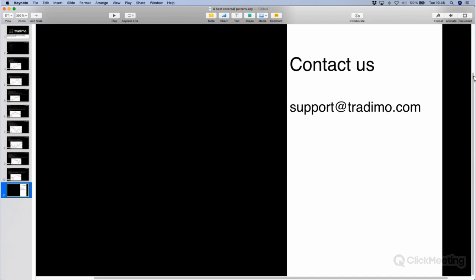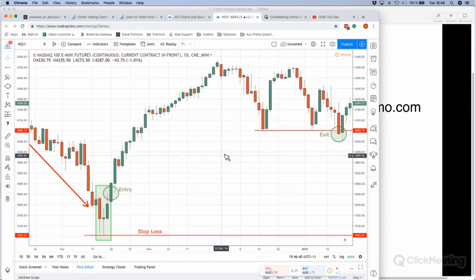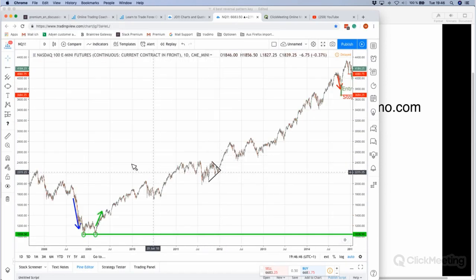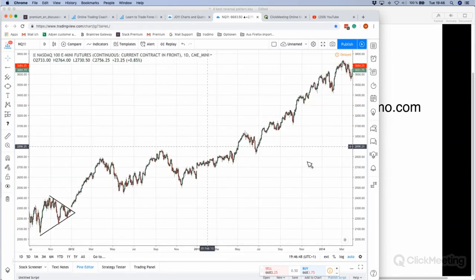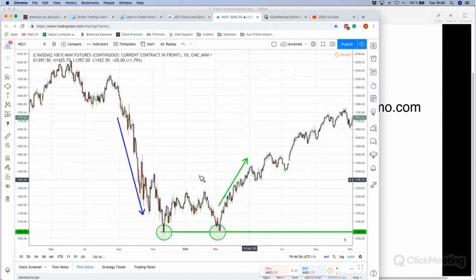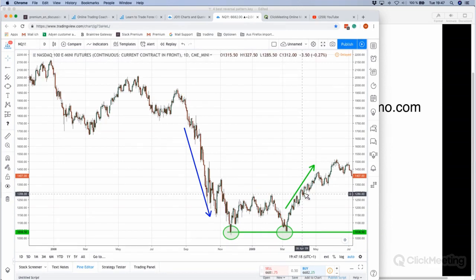For example, let's go back to the chart here. So we have here the NASDAQ. Let me zoom out a little bit. And so, here this was also a double bottom, for example. The market goes down, and this was the crash of 2008. So the market went down very strong, found a low, and came back, found a low again, and then here we have the neckline. If the neckline is broken, then you can go long, as we learned today.